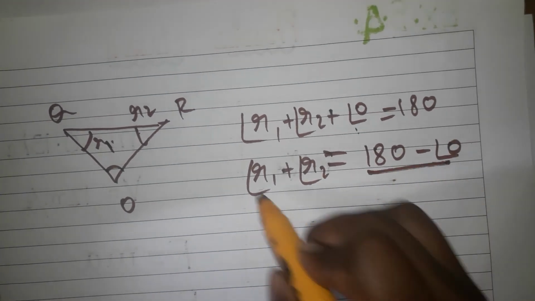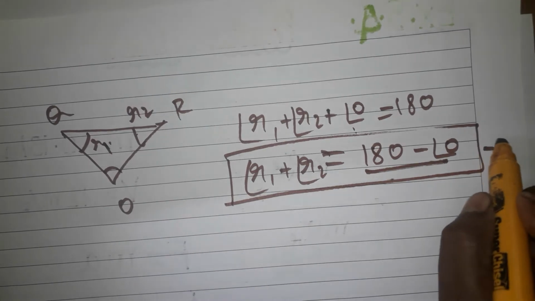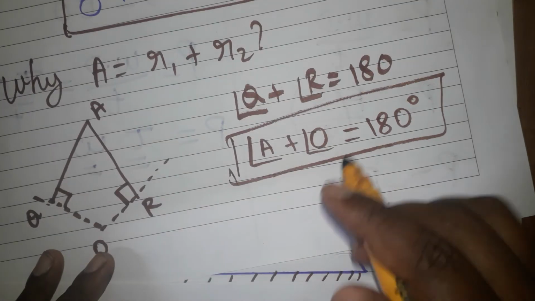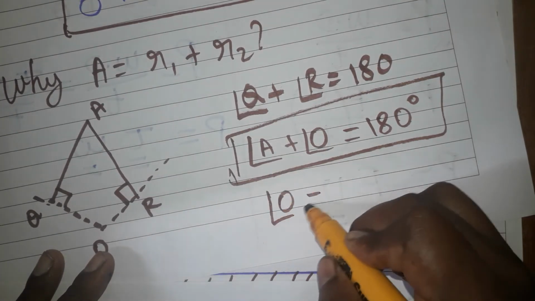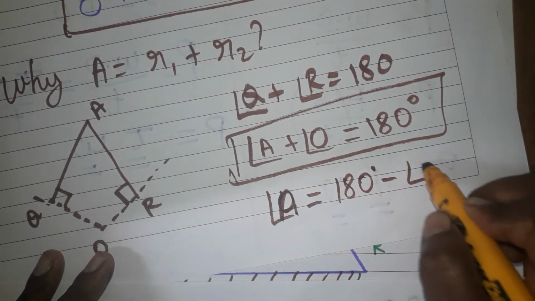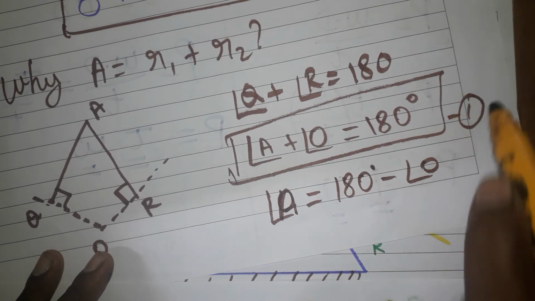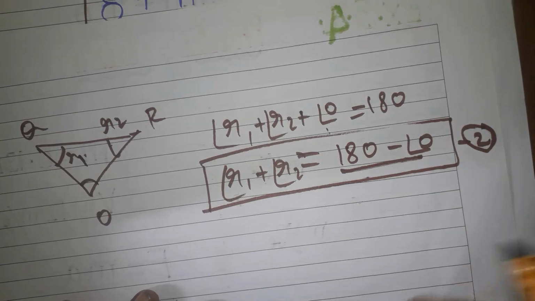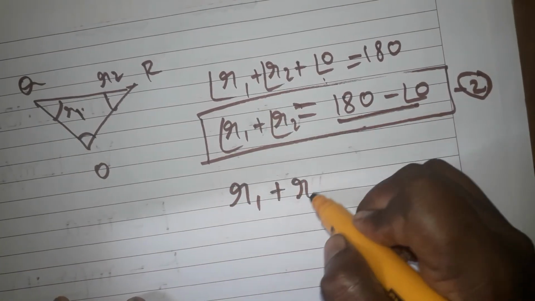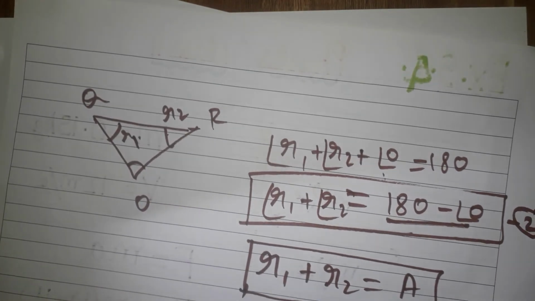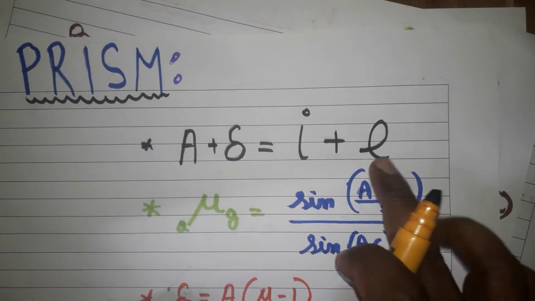So 180 minus O, we take this as equation 2. Already I found equation 1. From equation 1, I can get angle A is equal to 180 degrees minus angle O. So 180 minus O, this is equation 1, is equal to angle A. So it's going to be R1 plus R2 is equal to the angle of the prism. Now we have finished with the first equation that we require.